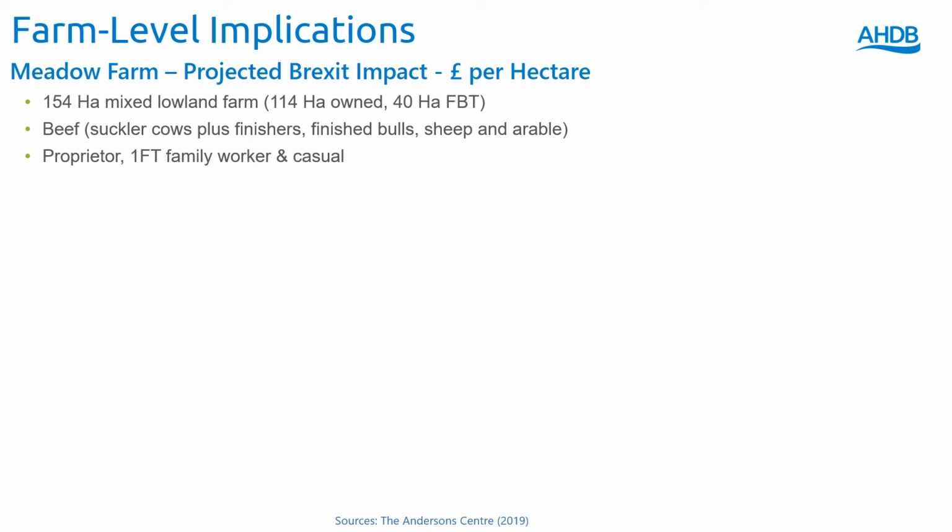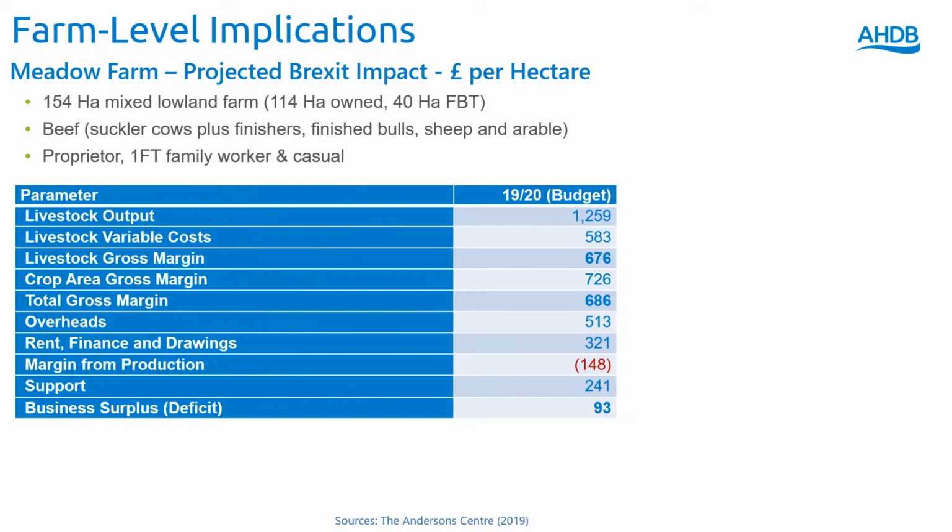Most of the land is owned. There's 40 hectares in a farm business tenancy as well. It has a range of different enterprises. Beef, a suckler cow herd, about 60 cows, a finished bull beef business as well, about 35 head of cattle within that, and a 500 ewe breeding flock as well. And in terms of the farm's performance, I would just point out this is a notional farm, it's not based on any one individual farm's information, but it's based on the collective experience of Andersons consultants when speaking with farmers on a day-to-day basis.